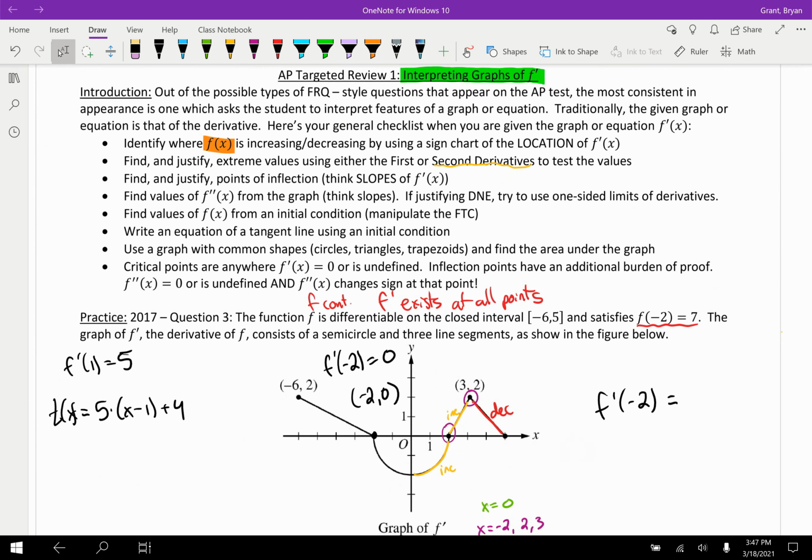You just need to be comfortable with the idea of using the graph of f prime to tell the reader about f. Join us next time for our targeted review number 2.